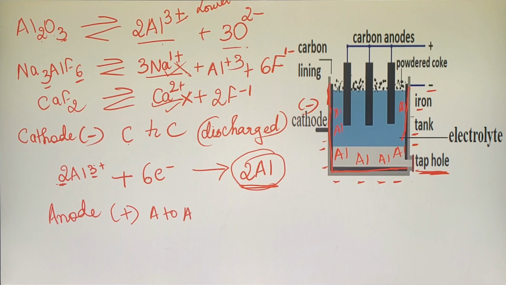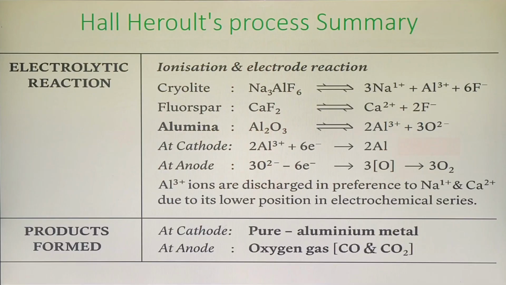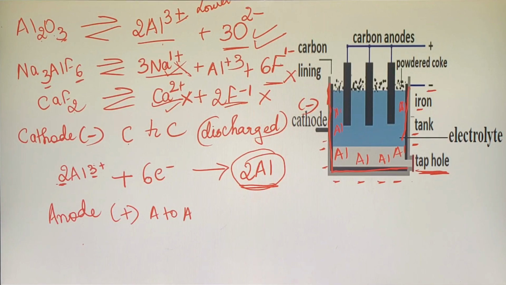Anions will run and come towards the anode. The least in the electrochemical series is 3O2-, so fluoride ions will not get discharged. Which ion will get discharged? My oxide ion will get discharged. So it is 3O2-. At the anode that is positively charged, my oxide will come and get discharged, because it is lower in the electrochemical series.